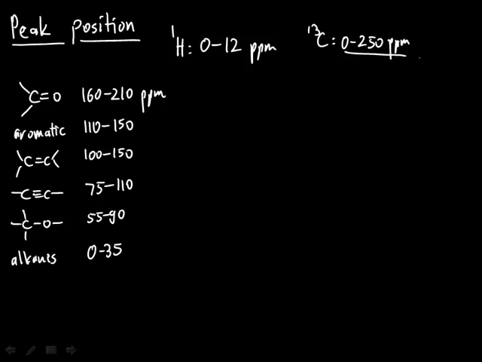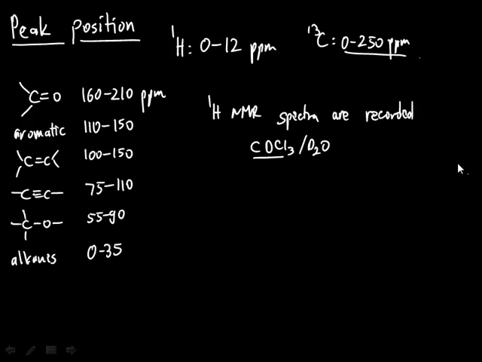Another important feature of carbon NMR spectra and proton NMR spectra as well is that they are recorded in deuterated solvents. Deuterated solvents are relatively readily available. They are a little expensive, but they can be made. The most common ones are deuterated chloroform or deuterated water. And so in proton NMR spectra, these solvent protons are invisible.